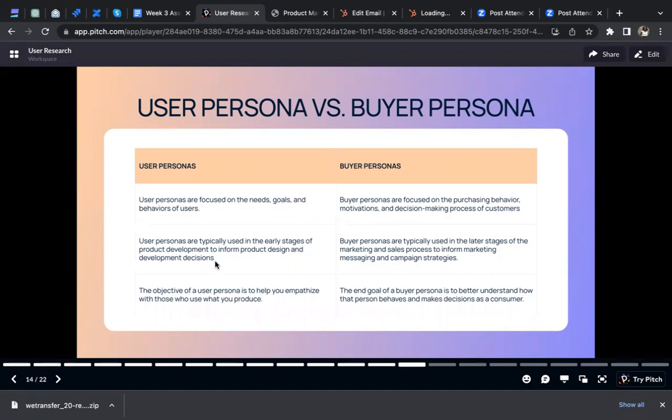For example, with food: now you want to eat, so you go buy your food yourself. So you are both the user persona and the buyer persona. I hope that you guys have taken note of that.